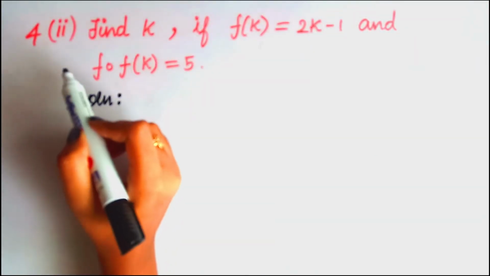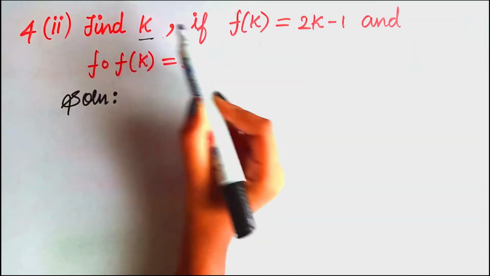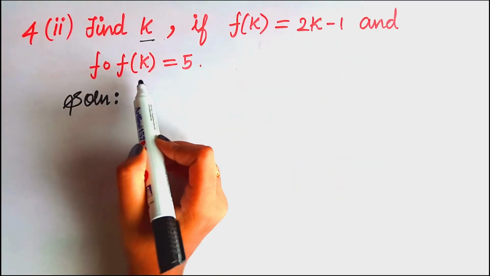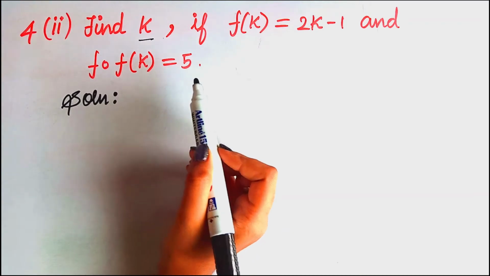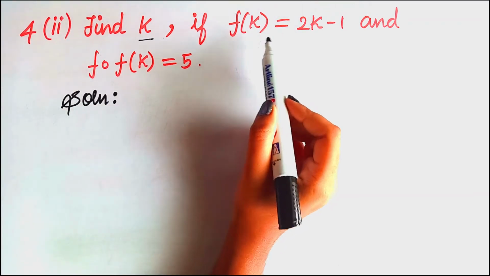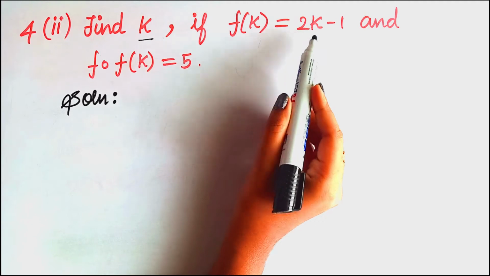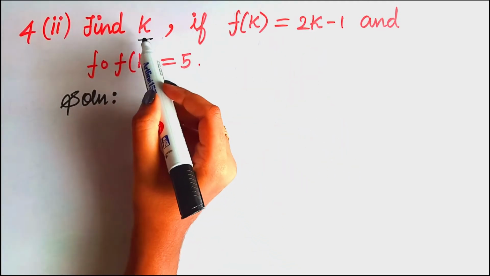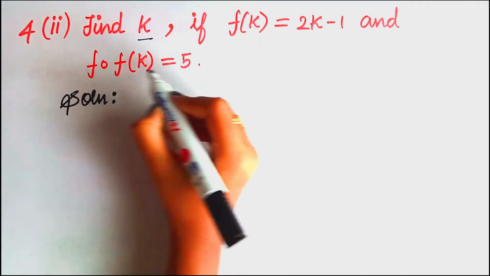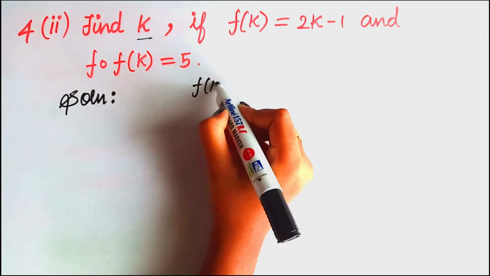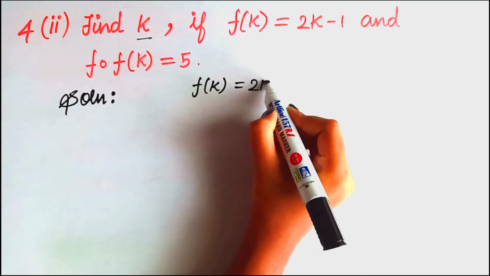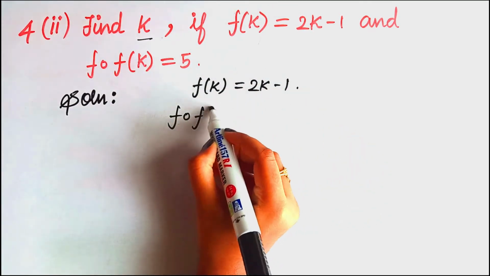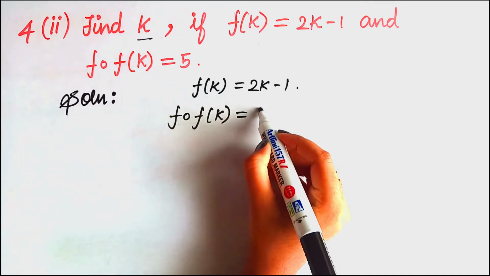Fourth sum, second subdivision. Find k if f of k is equal to 2k minus 1 and f dot f of k is equal to 5. So they have given a value of f of k, and we have to find the value of k here, and they have also given an equality to find the value of k. So let's find it. Let's write the given part, which is f of k is equal to 2k minus 1, and then let's write the equality f dot f of k is equal to 5.